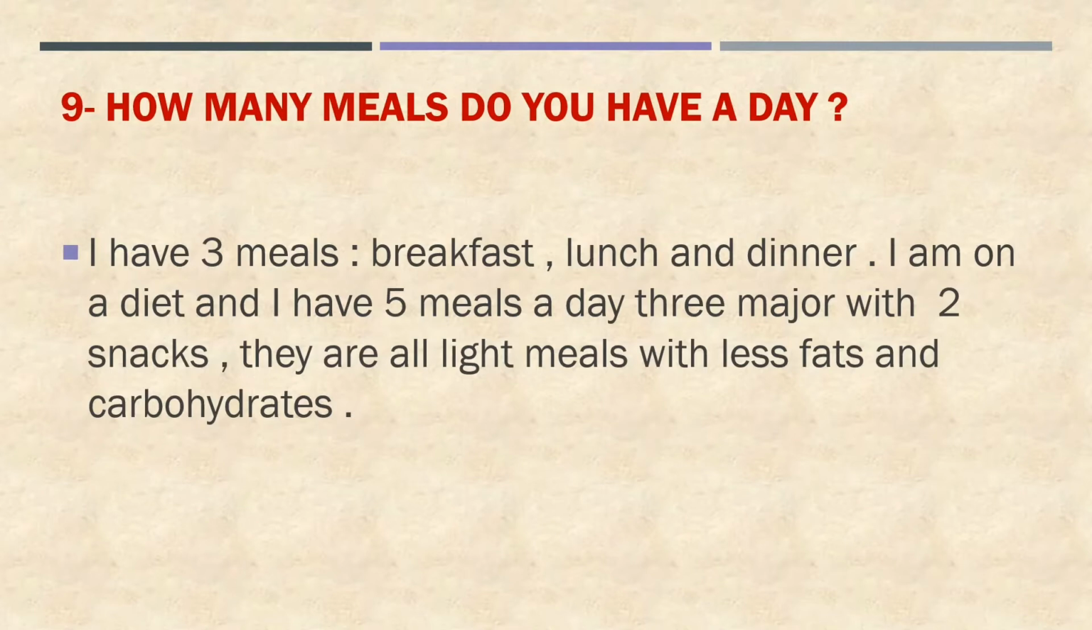These are light. Light means they have less fats and carbohydrates. Less fat like oils and something like that. And what do we mean by carbohydrates? This is a kind of nutrient in foods like bread, for example, like bread and rice. Carbohydrates give much energy to the body.